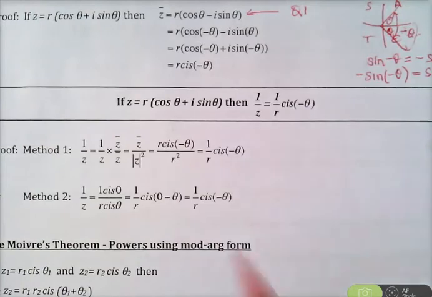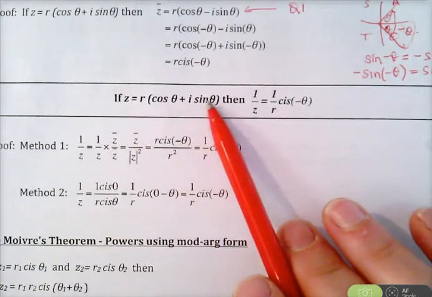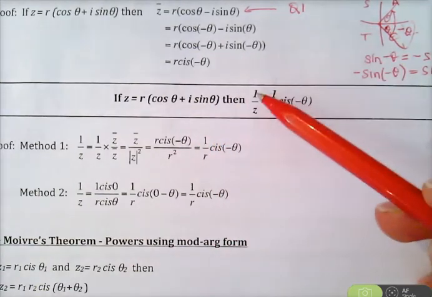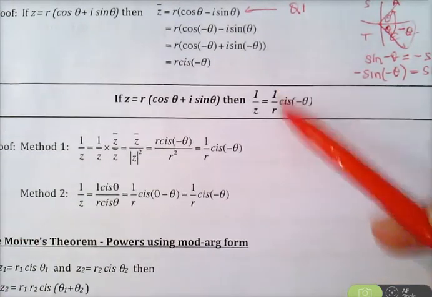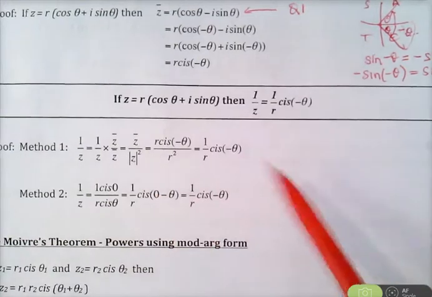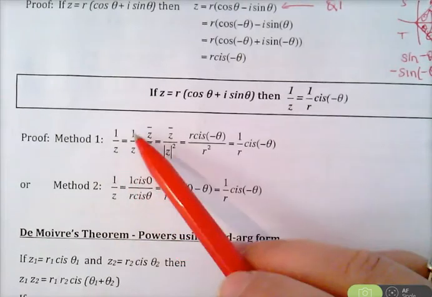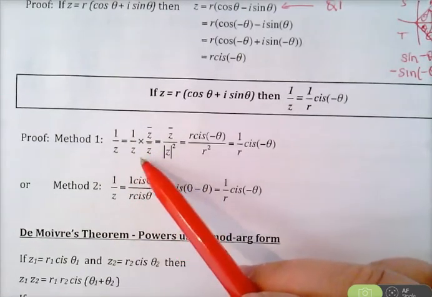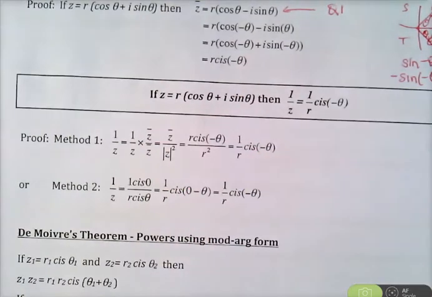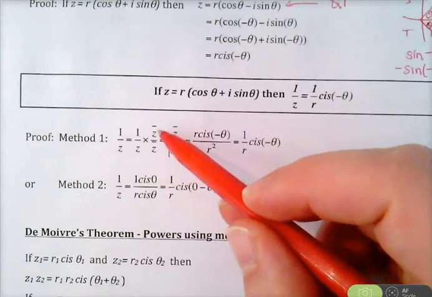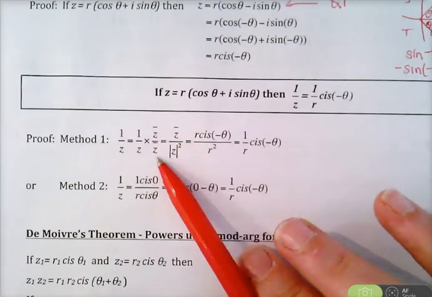Now, another result here. If z equals r cis theta, or r cos theta plus i sine theta, then 1 on z, which is the same as z to the minus 1, is equal to 1 on r cis minus theta. Now, there are two proofs here. The first proof, we know that if we've got 1 on z, what we do is we realise the denominator by multiplying by z bar over z bar, or the conjugate of z over the conjugate of z.